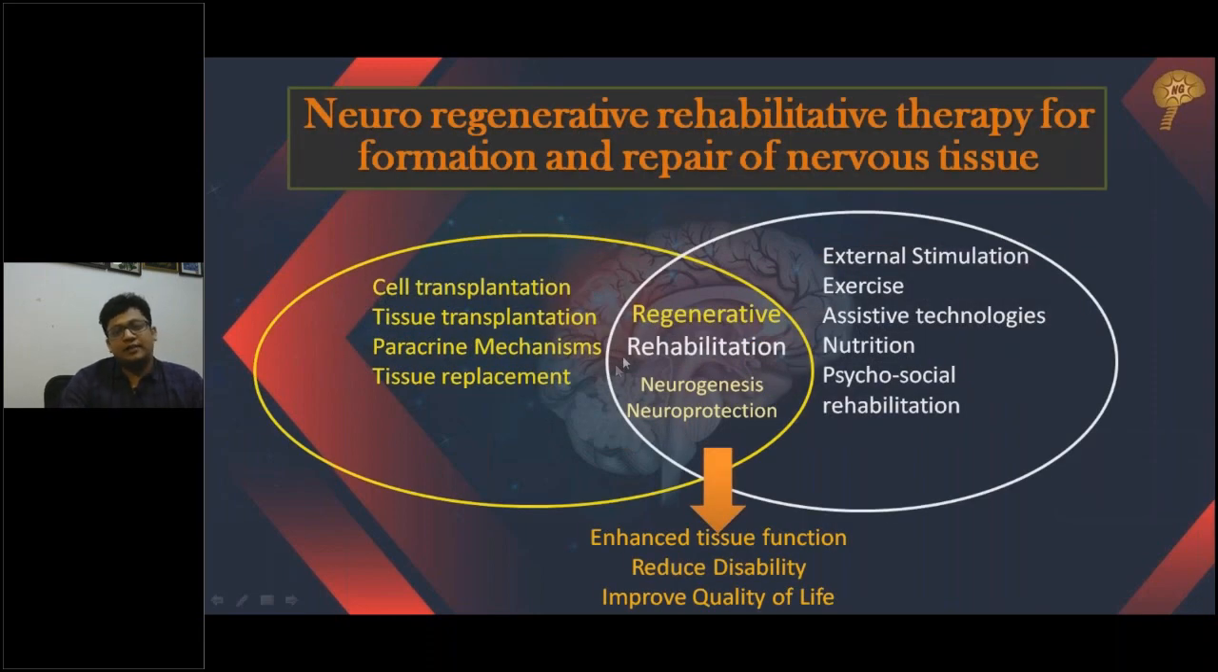So now this picture I think makes more sense. The cell transplantation, the tissue transplantation, the paracrine mechanisms, the tissue replacement. These are properties of regenerative medicine. These are the properties of rehabilitation. When both combine, as I told, there is neurogenesis and neuroprotection, and hence there is enhanced tissue function, reduced disability, and improved quality of life.